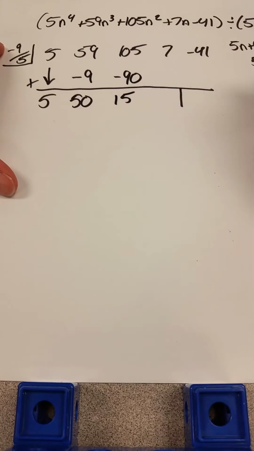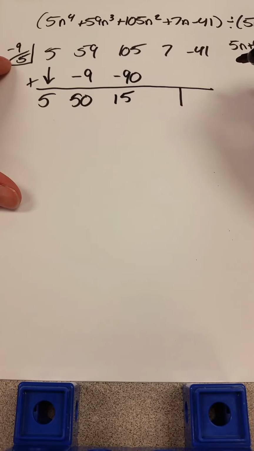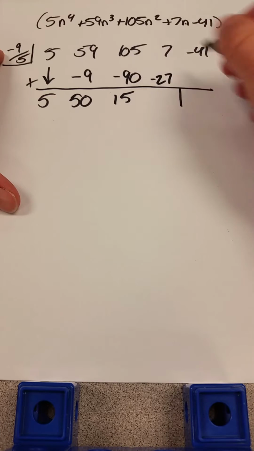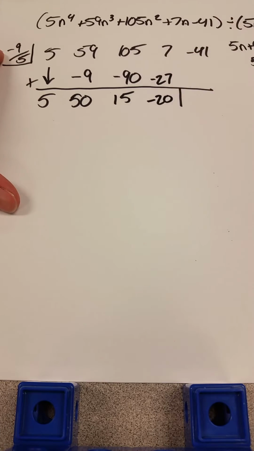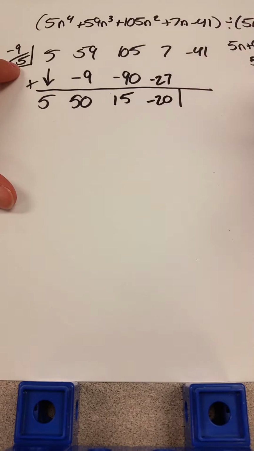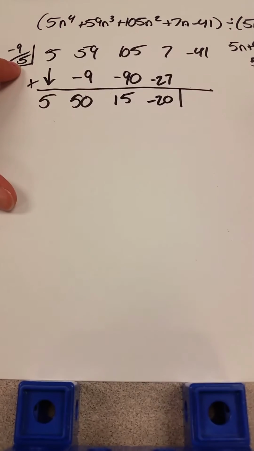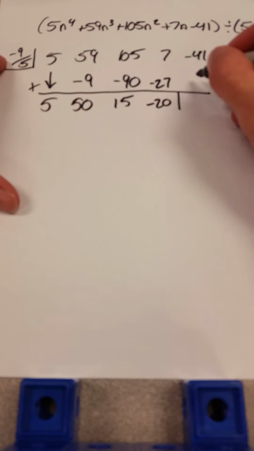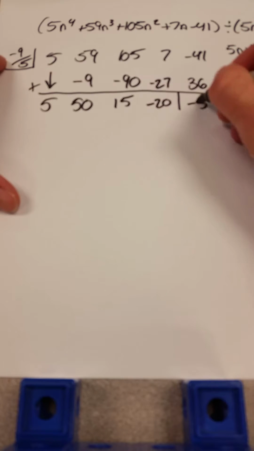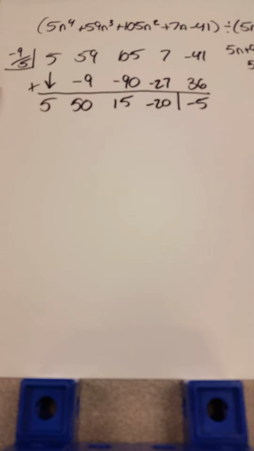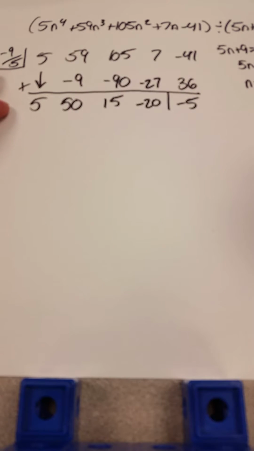Add, you get 15. 15 divided by 5 is 3. 3 times negative 9 is negative 27. Add, you get negative 20. Negative 20 divided by 5 is negative 4. Negative 4 times negative 9, positive 36, so your remainder should be negative 5. Now, remember there's one additional step. If you haven't taken that step, go ahead and take some time to do that. Write your final answer now.